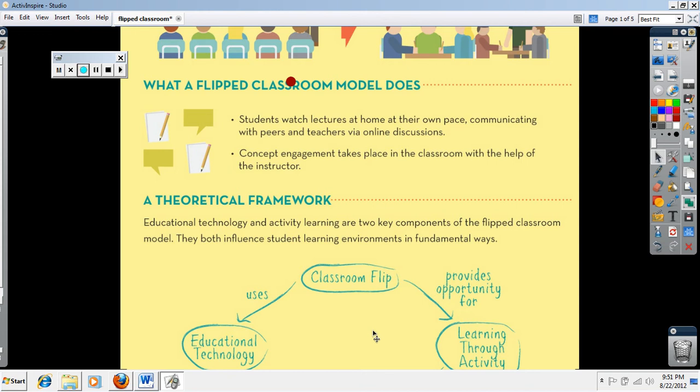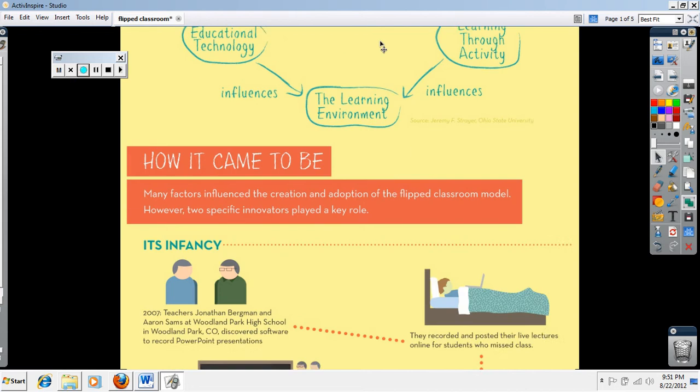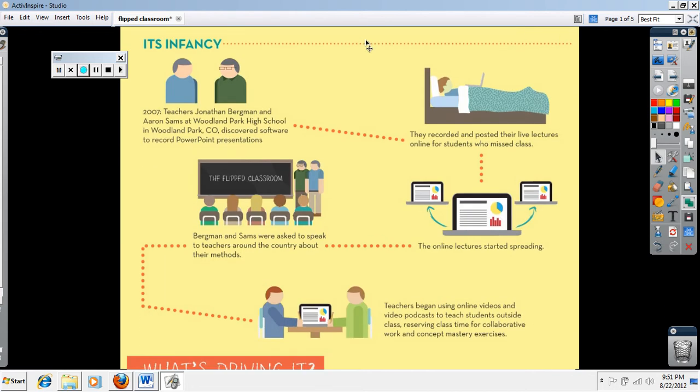And it does have implications for concept engagement, which will be taking place in the classroom with the help of the instructor instead of having kids feel frustrated at home with the homework. Another great thing is that these recorded lectures can help kids who are absent, and they can watch them at their own pace at home and not miss any instruction. And that's kind of how it started with these two gentlemen teachers in Colorado.